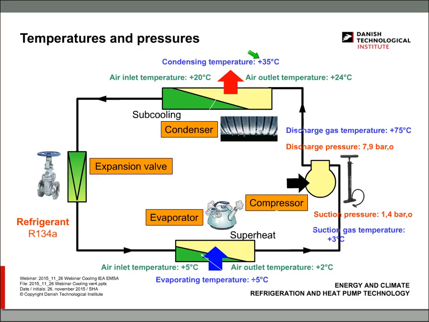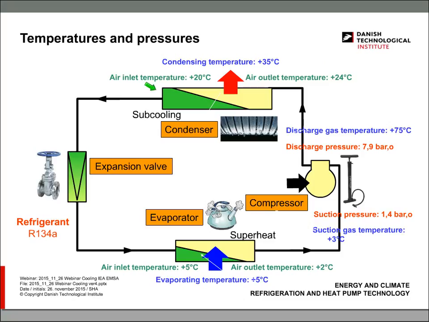And to do the cooling, we need something colder, so I enter perhaps an ambient temperature of +20. That gives a temperature differential of about 15, perhaps a little bit more than we would like. And of course, the air leaves with a higher temperature because it's cooling down the refrigerant, and it gets the heat from the refrigerant, and perhaps it leaves at +24 degrees.